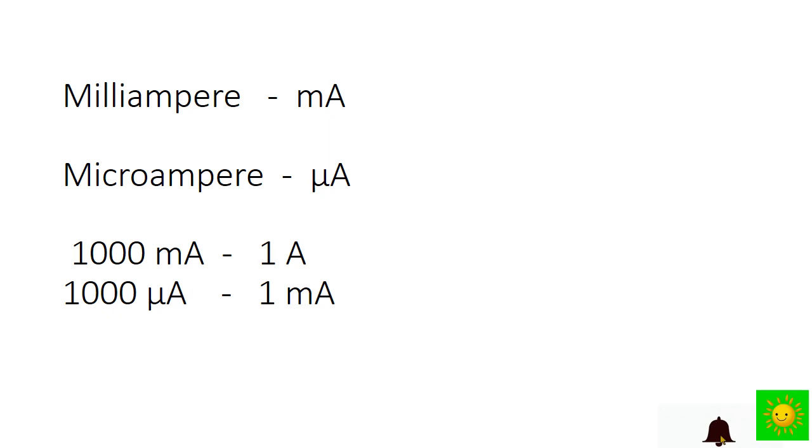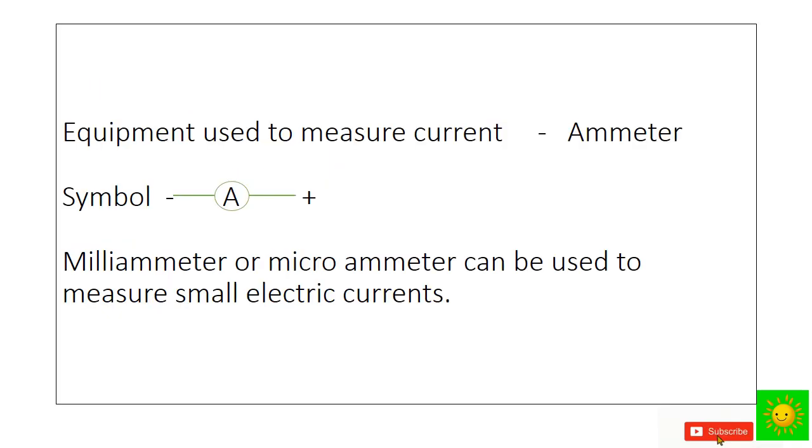Another thing is very important. 1000 milliampere is equal to 1 ampere. 1000 microampere is equal to 1 milliampere. Equipment used to measure current is the ammeter. When we are drawing the diagram with symbols, we draw the ammeter with this symbol. Another thing, a milliammeter or microammeter can be used to measure small currents in circuits.